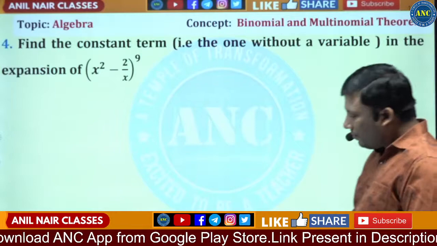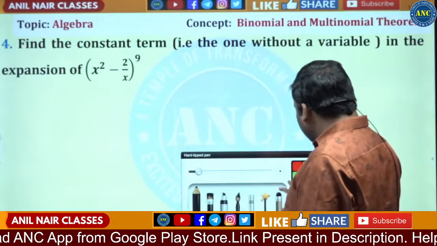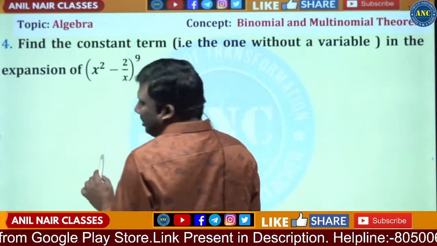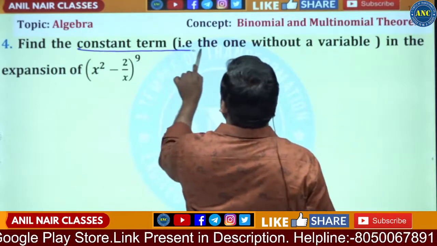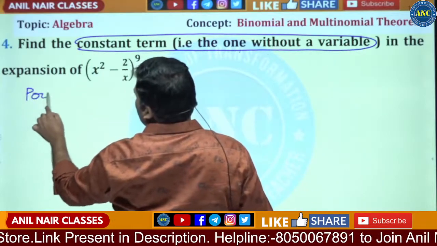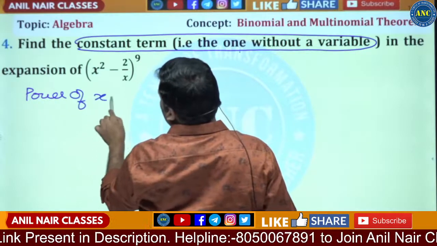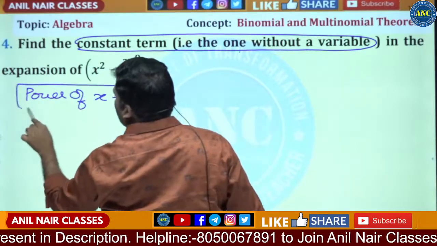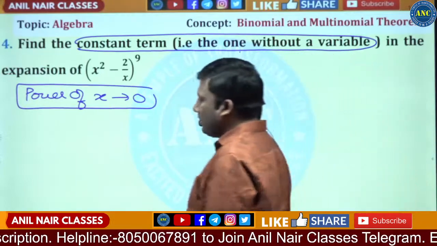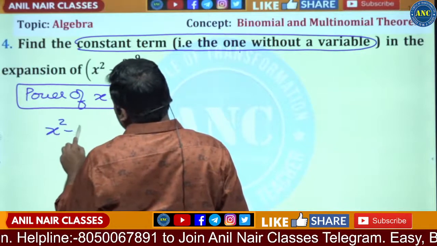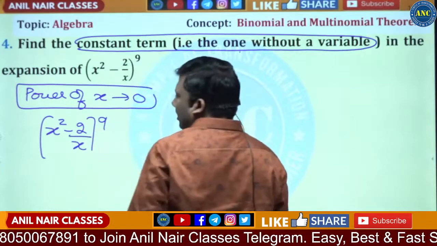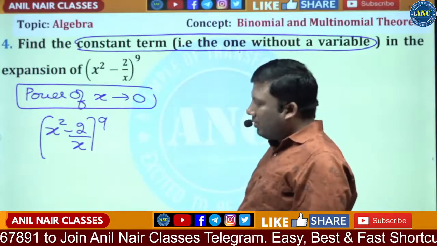Next one. First we will discuss the traditional method, then the optimal method. Find the constant term. Constant term means the power of x should be 0, in the expansion (x square minus 2 by x) power 9.